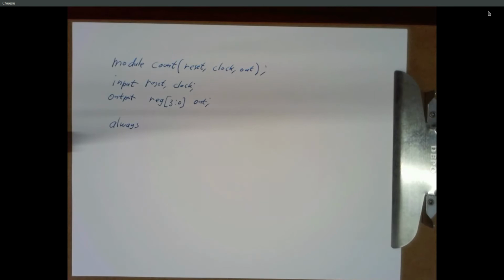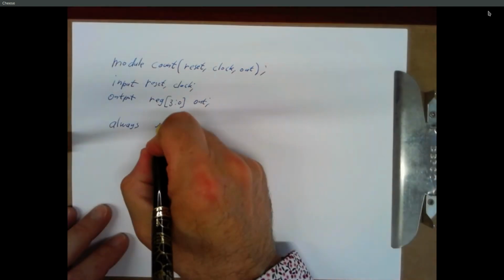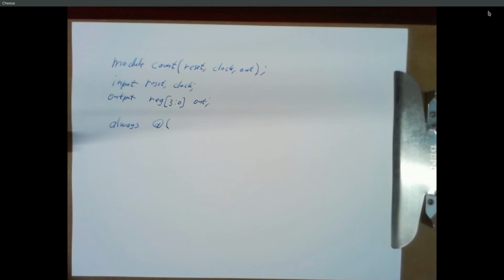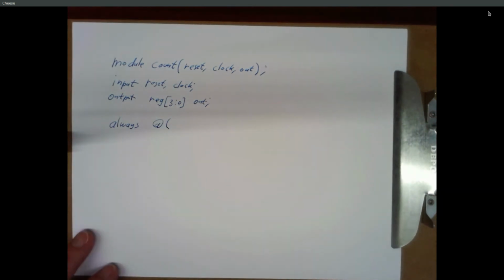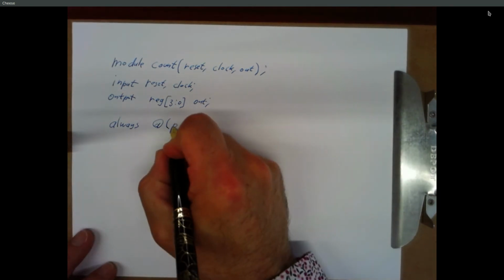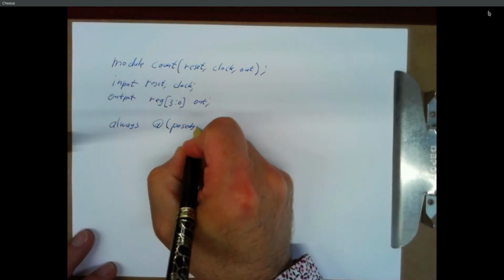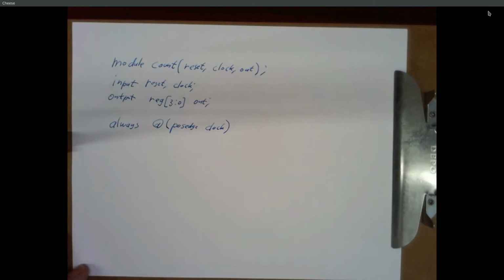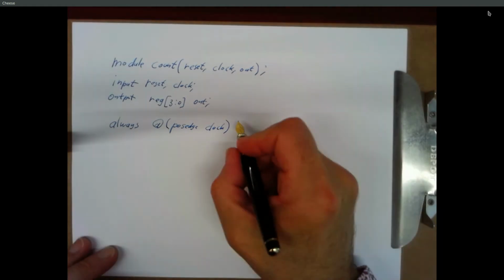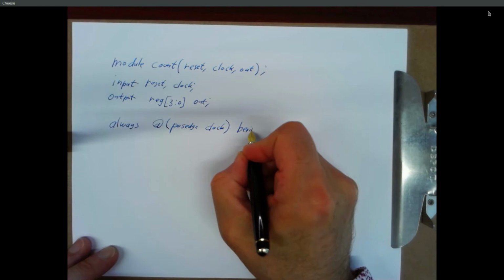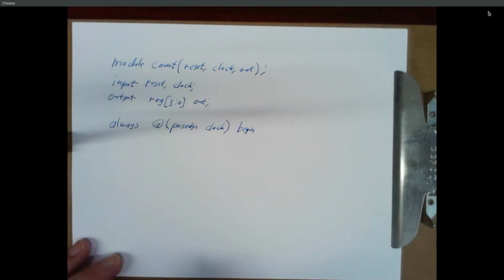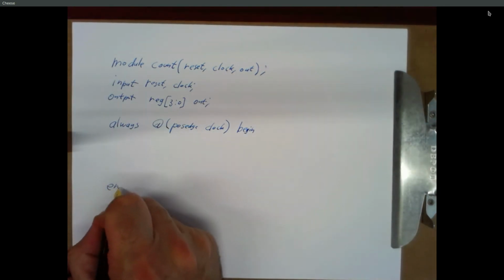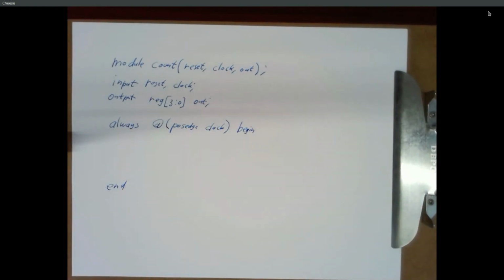A typical always block would be always @ sign, and then we can say something like positive edge or negative edge of the clock. So if I say always @ posedge clock, this means any time that the clock ticks from a 0 to a 1 at that edge, I want to do the following. So we say begin. And everything from there to end gets fired whenever the clock ticks.